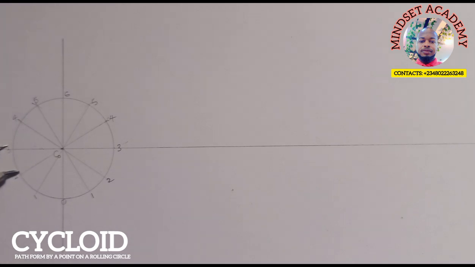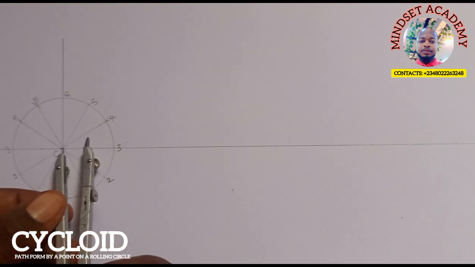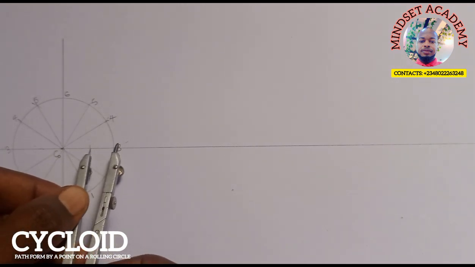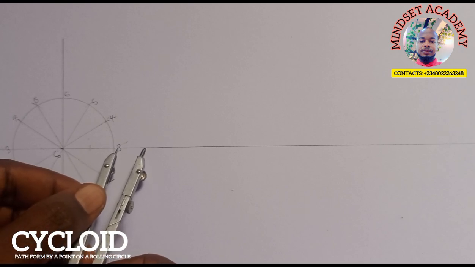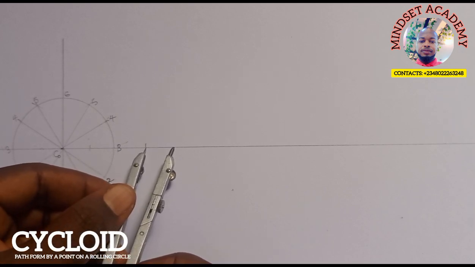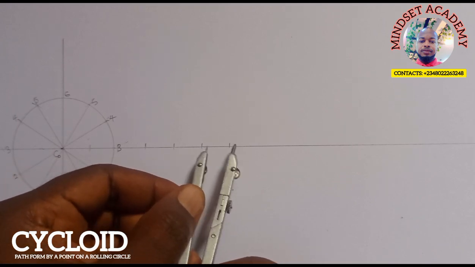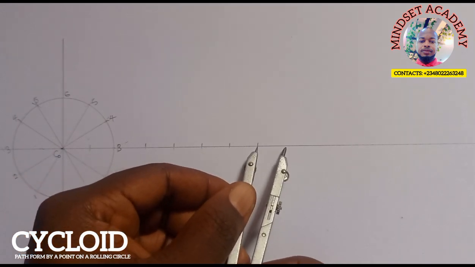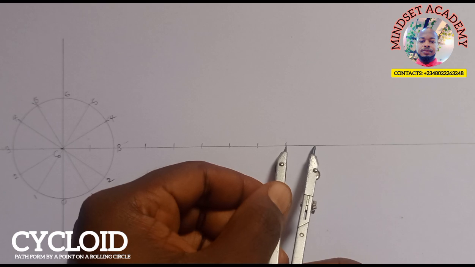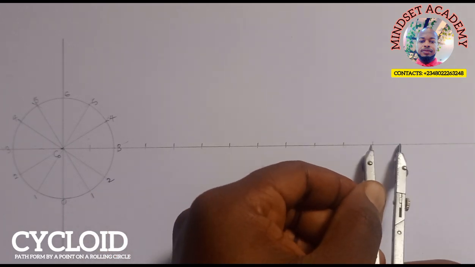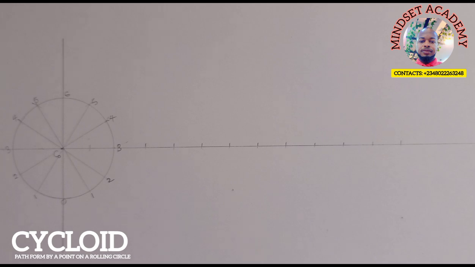Alright, look at this. I take any of them. You can take 3 and 4, whatever you're taking at all, and you place it from here. I'll mark 1, I'll mark 2, 3, 4, 5, 6, 7, 8, 9, 10, 11, and 12. Can you see that?